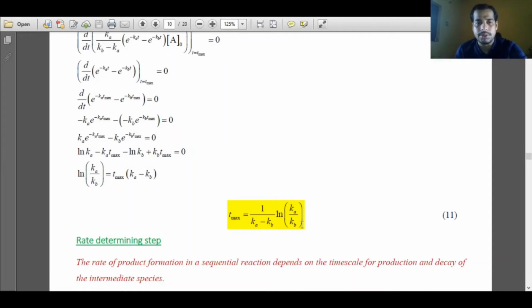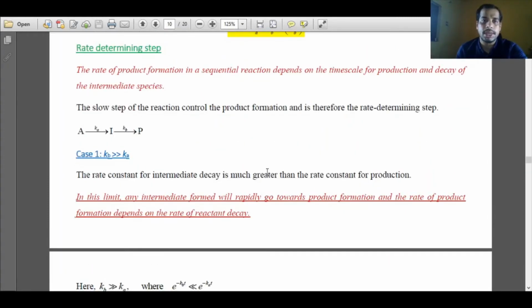And obviously, the intermediate depends upon two factors, the rate constant of its formation and the rate constant of its deterioration. Then the rate determining step. There are two steps involved in our general expression. We have seen the intermediate is forming and the intermediate is again deteriorating or decaying. So what is the rate determining step? The rate determining step is the slow step of the reaction. The rate of product formation in a sequential reaction depends upon the time scale of production and decay of the intermediate species. Means the rate depends upon how the intermediate is forming and how it is decaying, and the slow step will inform about the rate determining step.